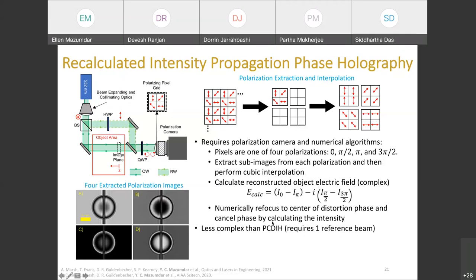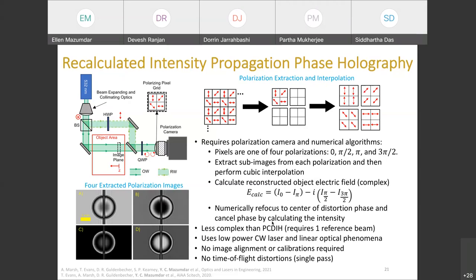And so that worked out pretty well for us. It has a lot of benefits. It's certainly less complicated than the technique I showed you earlier. It uses much less laser power. These are all linear phenomena. There are no image alignments or calibrations required, and there are no time of flight distortions because it's a single pass technique.